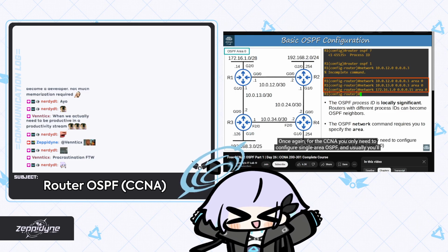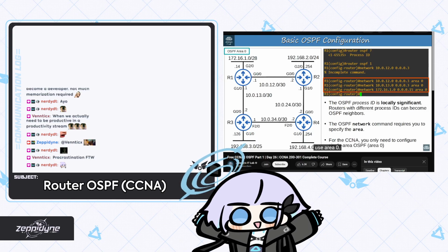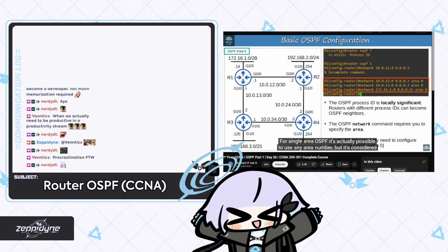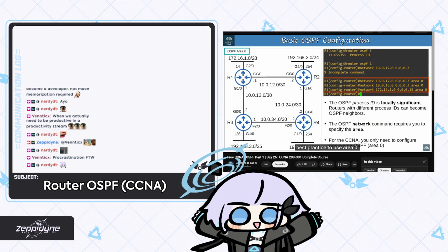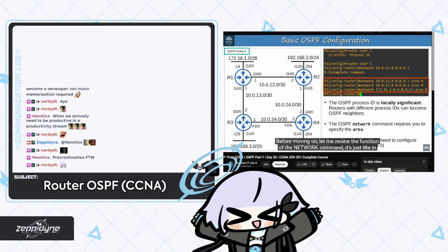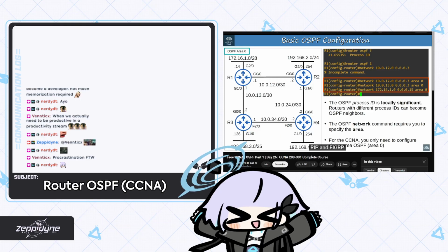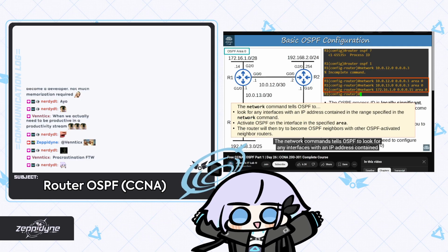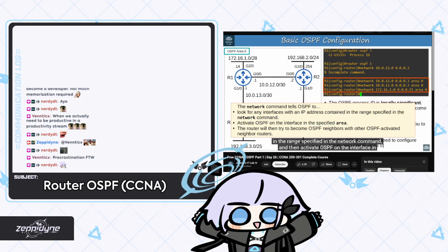Once again, for the CCNA, you only need to configure single area OSPF, and usually you'll use area 0. For single area OSPF, it's actually possible to use any area number, but it's considered best practice to use area 0. Before moving on, let me review the function of the network command. It's just like in RIP and EIGRP. The network command tells OSPF to look for any interfaces with an IP address contained in the range specified in the network command, and then activate OSPF on the interface in the specified area.